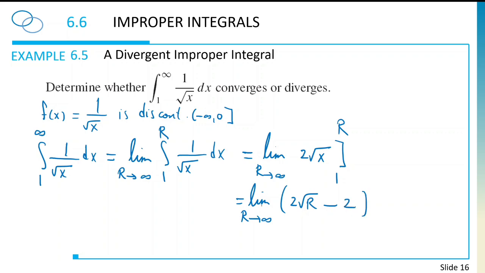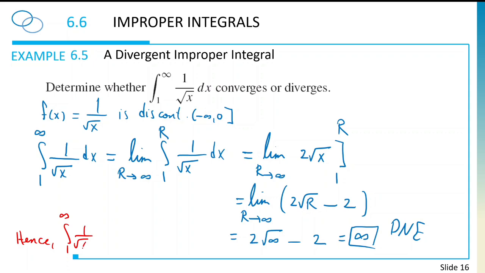Now, when I reach the limits, remember, always the first thing you do is direct substitution and see what will happen. So it's 2 square root of infinity minus 2. Square root of infinity is still infinity, times 2, it's infinity. Infinity minus 2 is again infinity. So this limit does not exist. If the limit does not exist, what should be our conclusion in that case? So we can say that hence the whole integral from 1 to infinity of 1 over radical x dx diverges.